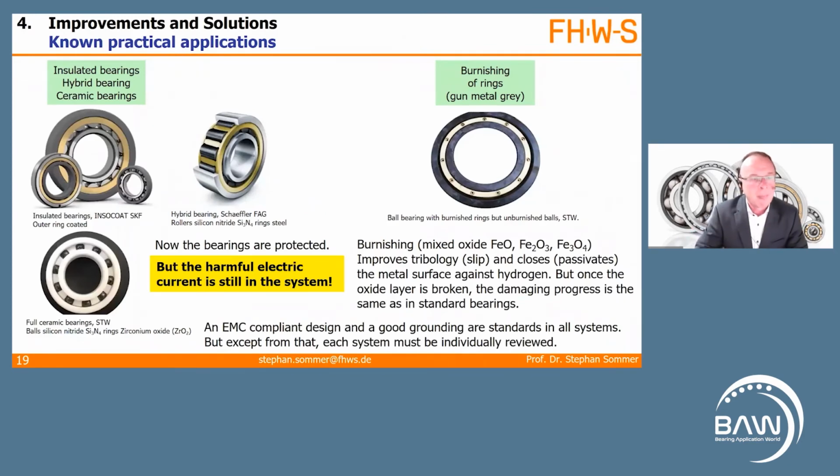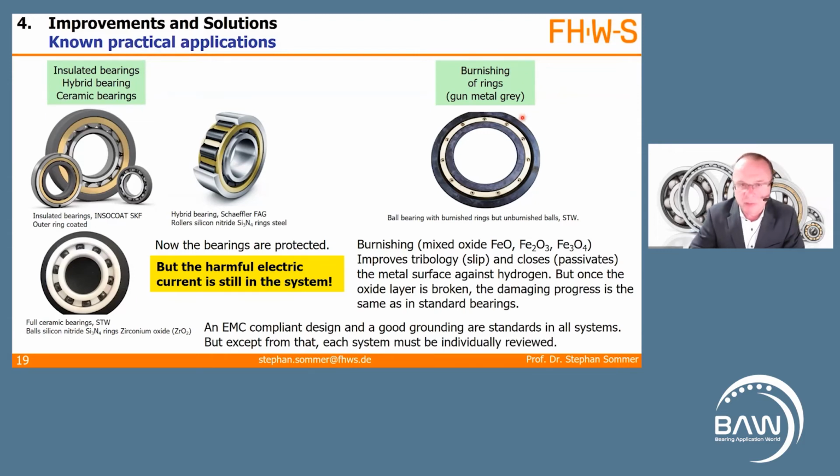Well, and then, of course, insulated bearings, hybrid bearings. Insulated bearing, like here, is an ISO code from SKF: steel rings, inner ring, outer ring, steel, brass cage, steel rollers, but the outer ring is insulated. The same here from FAG, Schaeffler. Steel inner and outer ring, brass cage, but the rollers are silicon nitride. Here's a picture from the Steinbeis Transfer Center. It is a full ceramic bearing with nitride balls and rings made out of zirconium oxide.